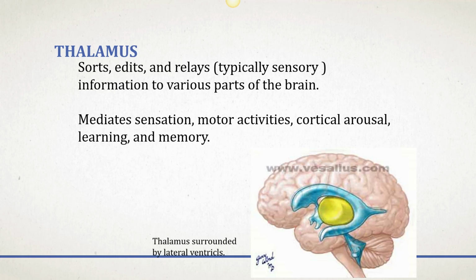The thalamus sorts, edits, and relays typically sensory information to the various parts of the brain. It mediates sensation, motor activities, cortical arousal, learning, and memory. So this I like to call the traffic controller. It's a big relay center in the brain. So when information comes into the brain, the thalamus has a lot of connections, and those connections are going to allow this information to travel to the various regions of the brain.